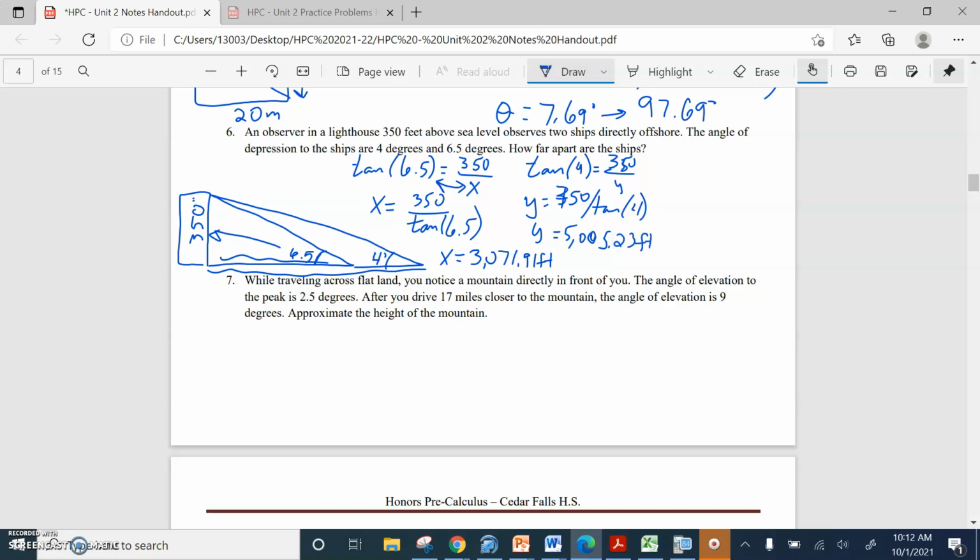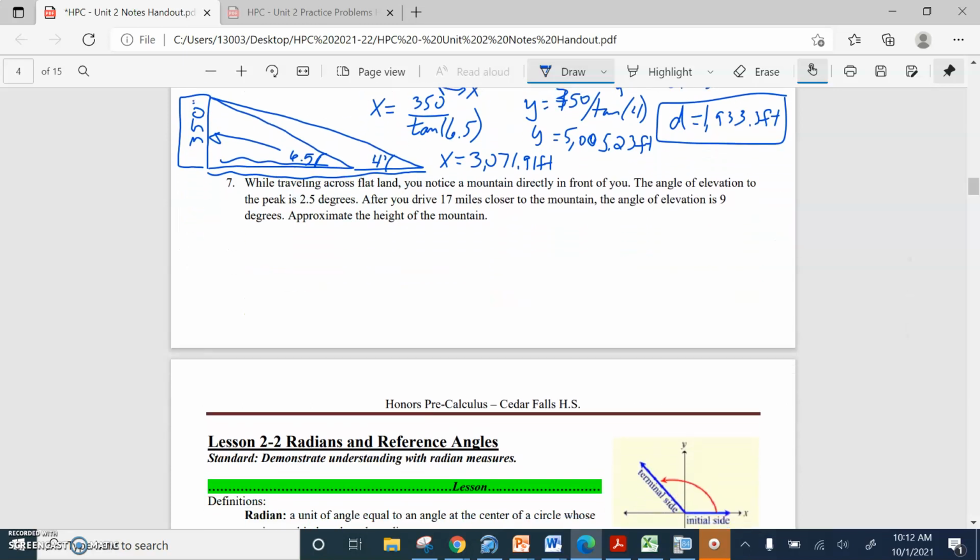So the distance between the ships, I'm going to call that D, is going to be y minus x. The farther distance minus the closer distance. And when we do that, we're just simply taking 5,000 minus the 3,000. We get 1,933.3 feet. Again, we'll box it in, but we'll make sure we answer how far apart are the ships. That's the question being asked, and that is the answer I boxed in. On to number 7. Here we go.